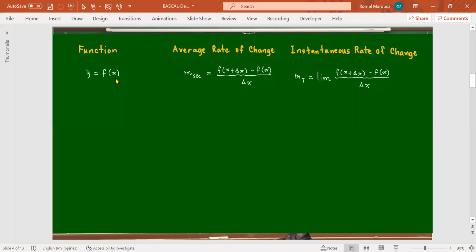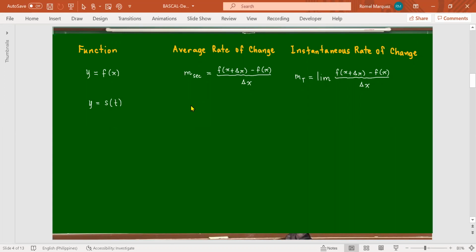Now, what if my x now has a representation? Let's say my x is time and elapsed time, and my y is now a position or distance. So we now have y as a distance in terms of time. Meaning, position of a particle, for instance, ng isang object on a straight line, for instance.